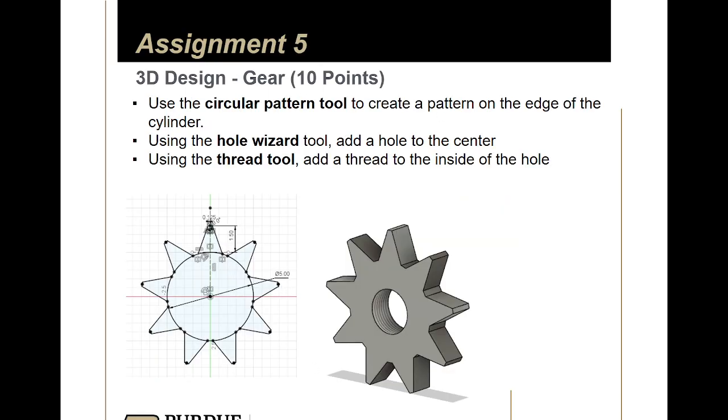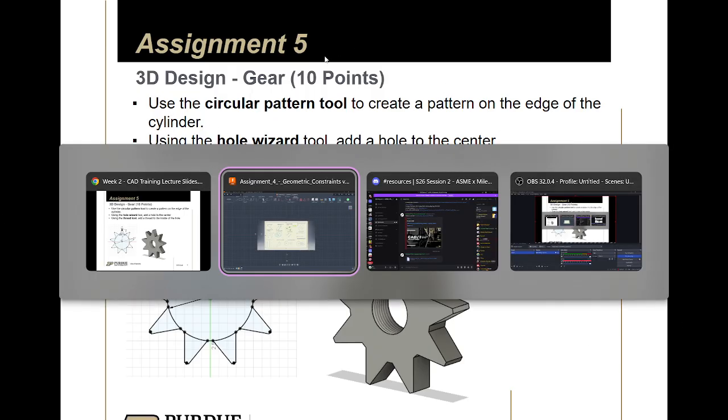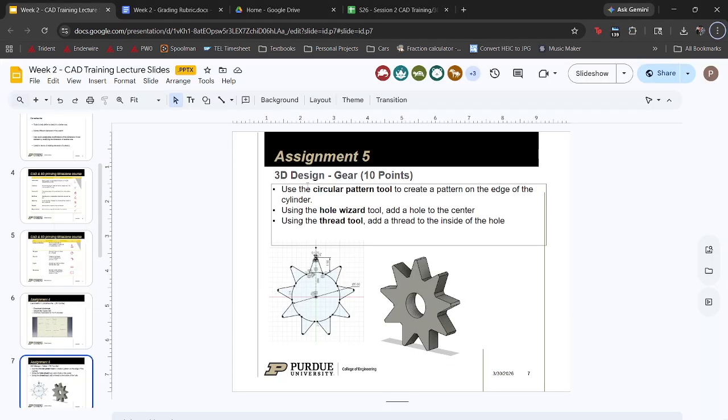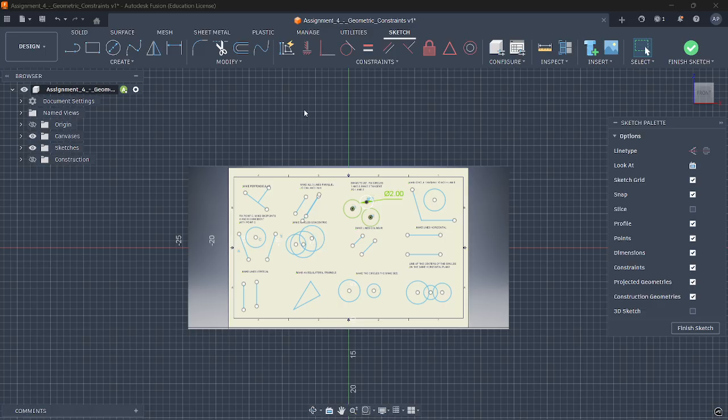Okay, so the next assignment is to create this gear. We're not going to be doing involute curve stuff like I was talking about earlier. We're just going to create a very simple one here. We're going to expand our tool set, using the circular pattern and hole wizard stuff. So it's going to be nice and fun.